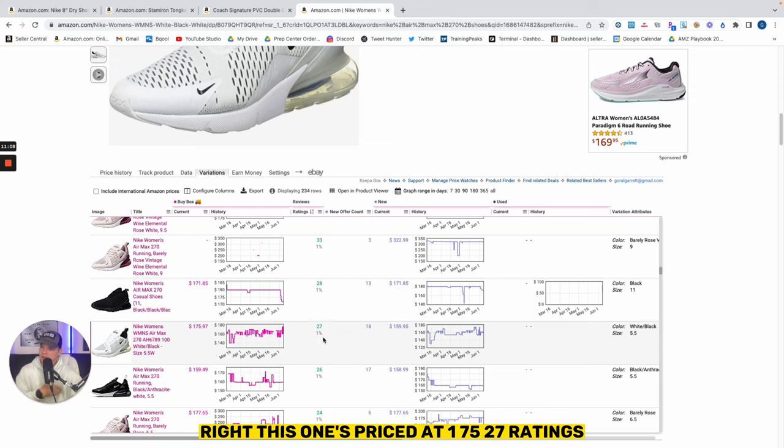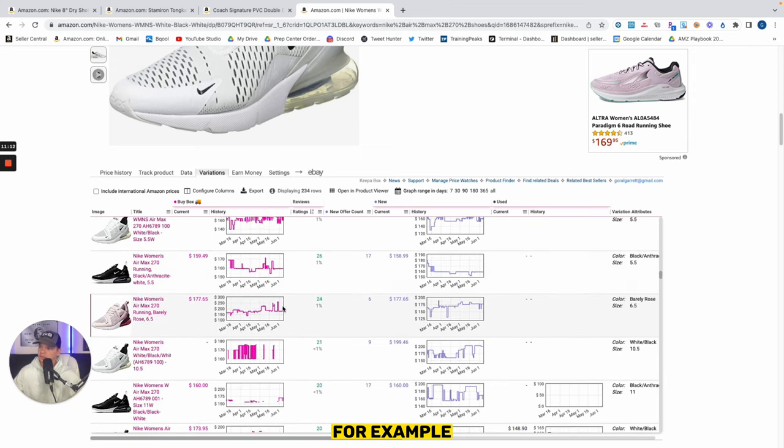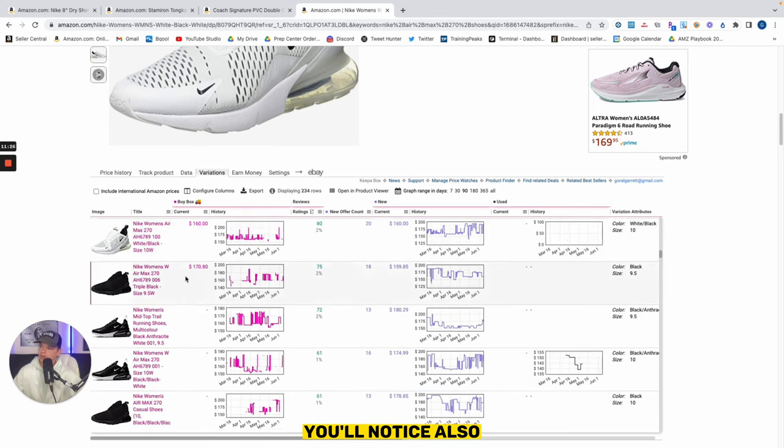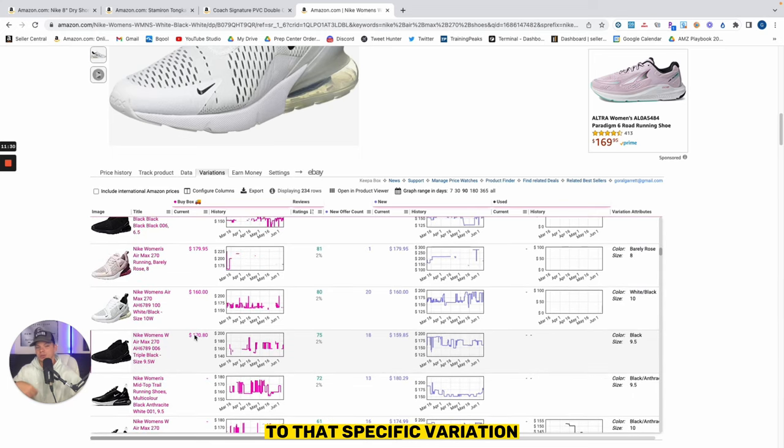This one's priced at 175, 27 ratings. But that was not it. So this one, for example, 177, only 6 offers to compete with. This is a lot more of an interesting market because there's less competition. The price is higher and the price is stable, and it's still getting velocity. It's still getting sales. You'll notice also all the different buy boxes are changing, and that's individual to that specific variation.